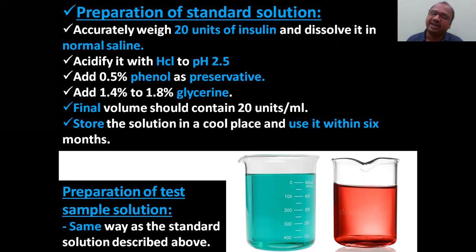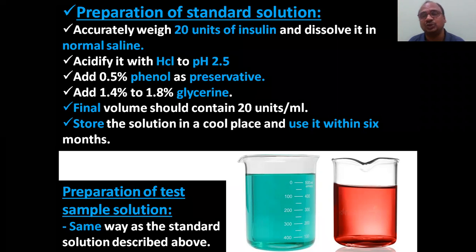Acidify, make it slightly acidic, about pH 2.5, with the help of HCl. Don't use any other things, only HCl. And add 0.5% phenol as a preservative. Phenol, preservative, both match. Like that you can remember. Add glycerin also to increase the viscosity, that is 1.4 to 1.8%. The final volume consists of 20 units per ml. Like that you have to prepare.